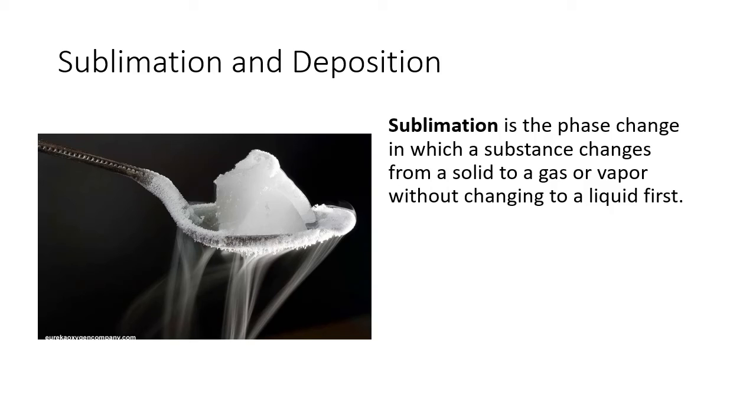Sublimation is the phase change in which a substance changes from solid to a gas or vapor without changing into a liquid first. Sublimation is an endothermic change. As dry ice sublimes, the cold carbon dioxide vapor causes water vapor in the air to condense and form clouds.